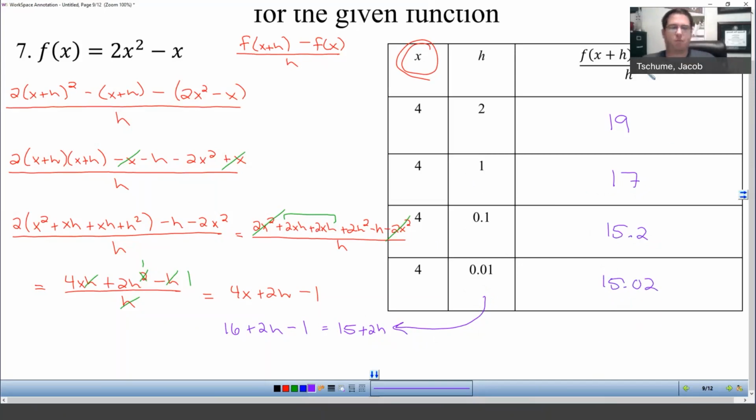15.02. And what you will notice is that as your h value gets smaller and smaller, the value of the difference quotient should be getting close to a certain number that we're going to talk about in the next section. So looking at this, it looks like that number is 15. We'll talk about what that number 15 actually is in the next section.